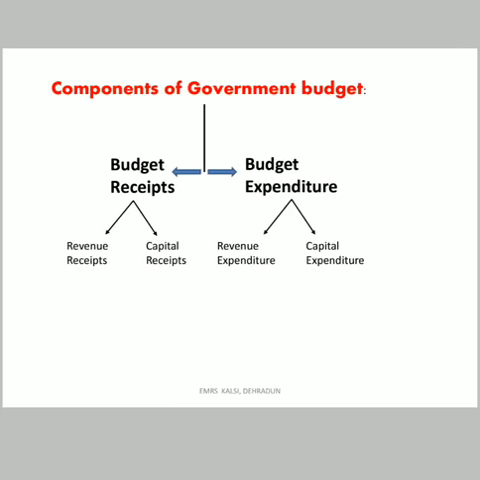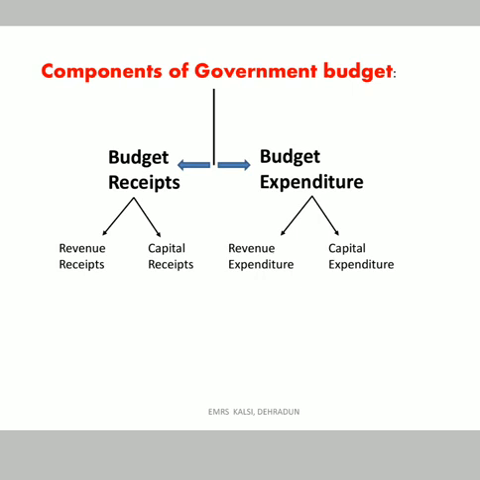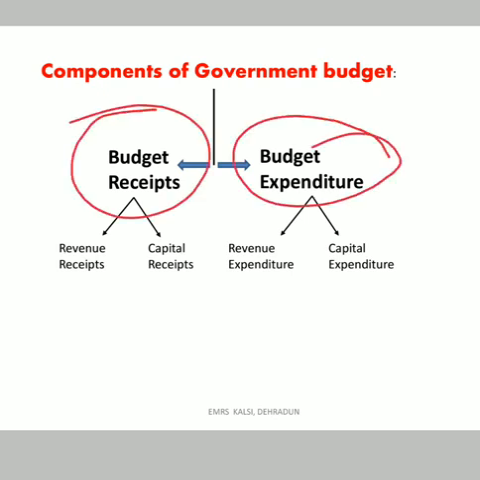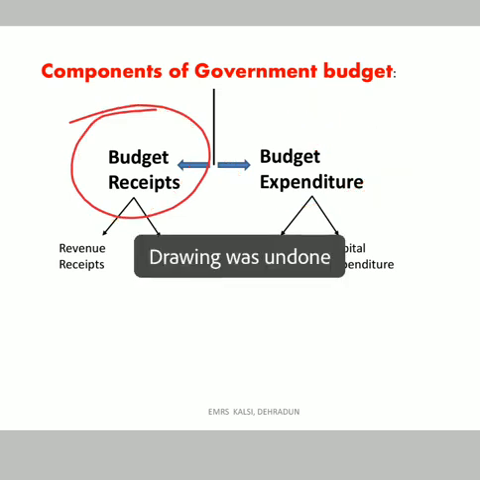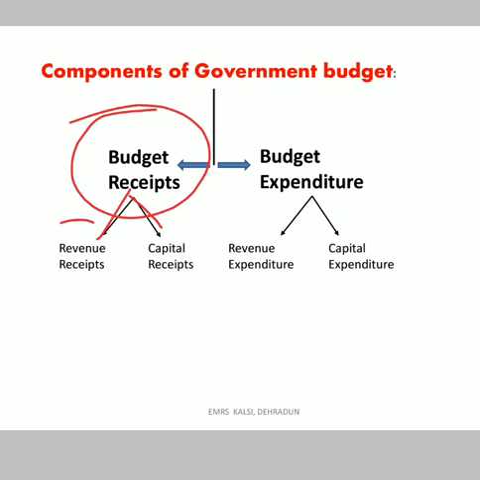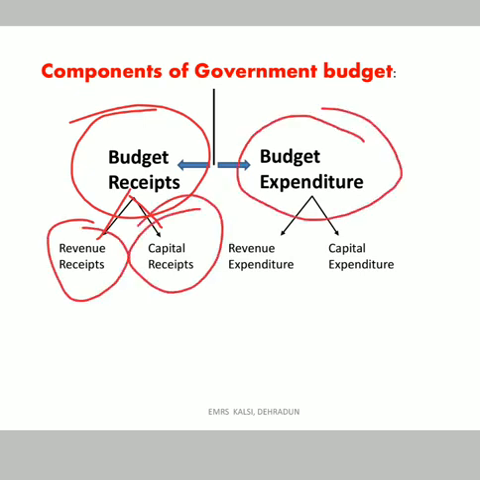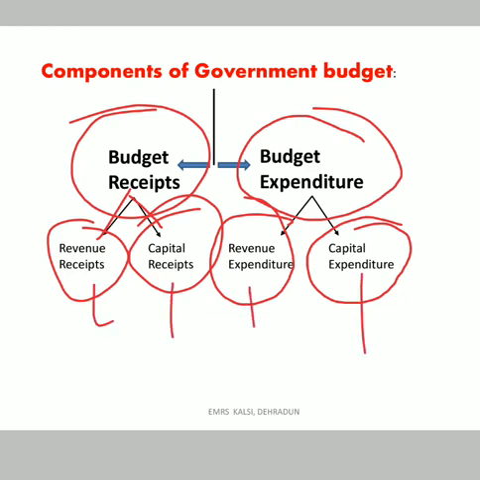Now the second thing we will do is the components of government budget. In Hindi we call it ghatak, sarkari budget ke ghatak. So what kind of things does the budget include? Budget is divided into two parts: budget receipts and budget expenditure. Receipt means government is getting money. Expenditure means government is giving money, paying money. Receipt is divided into revenue receipts and capital receipts. In the same way, budget expenditure is divided into revenue expenditure and capital expenditure. So basically there are four components: revenue receipt, capital receipt, revenue expenditure and capital expenditure.